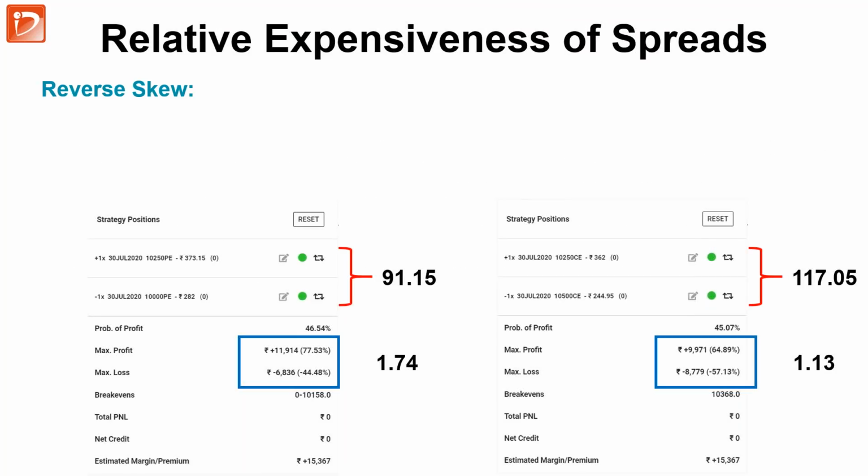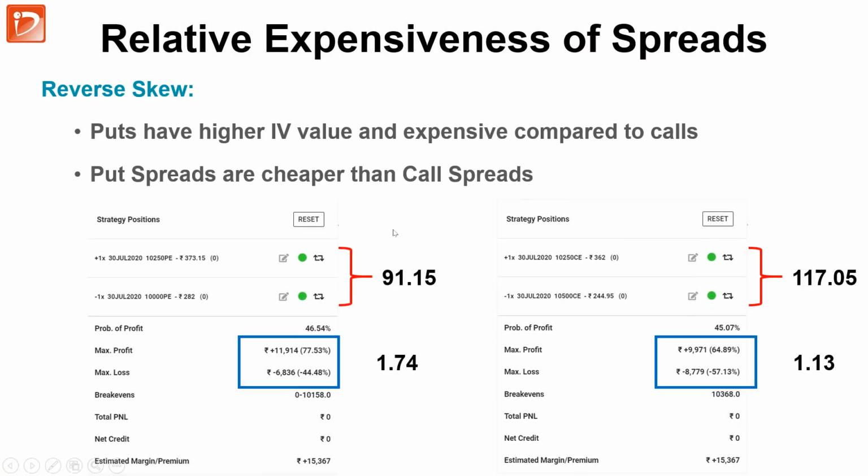Now, in the reverse skew, puts have higher IV and are expensive compared to call options. Due to this, put spreads are cheaper than call spreads. Let's take an example. This is a put spread. These are debit spreads. We buy a 10,250 put option and sell a 10,000 put option. The spread is 91 rupees, and the risk reward for this is 1.74. We risk 1 and we make 1.74 if it works in our favor.